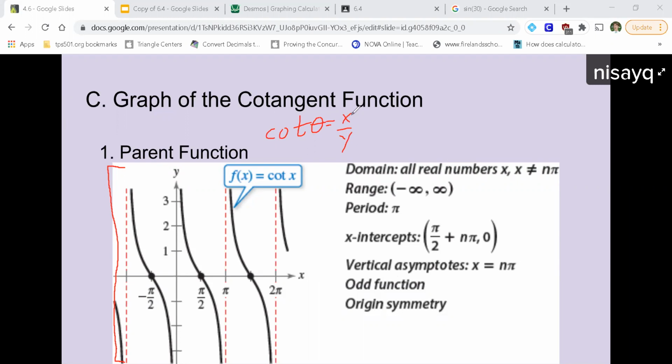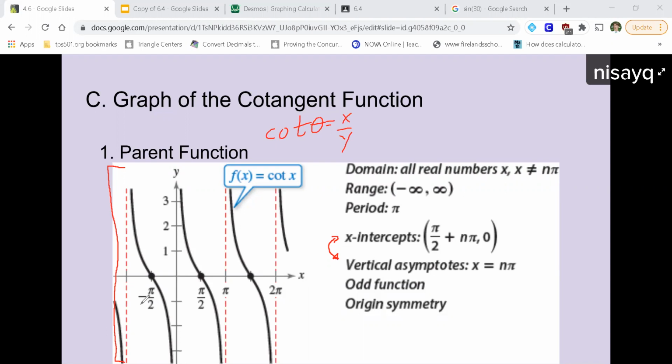And the numerator will be 0 whenever x is 0, which happens on the y-axis at pi over 2 and negative pi over 2. So then our x-intercepts are now pi over 2 plus n pi. So 1 pi over 2, 3 pi over 2, 5 pi over 2, and negative 1 pi over 2. All that happened was these switched. That's all that happens between a tangent and a cotangent.